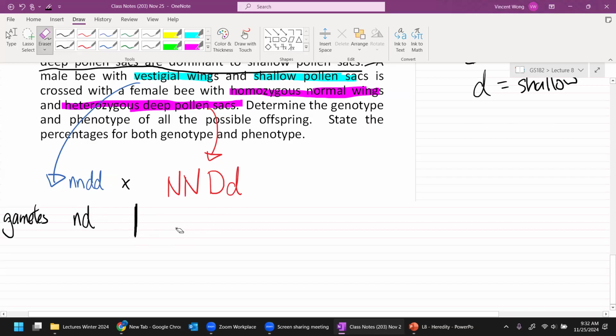How about for the female? Anything else? No, right? Okay. So our Punnett square, our table, is going to be 1 by 2, very small. Go ahead, do it. Okay. You understand?